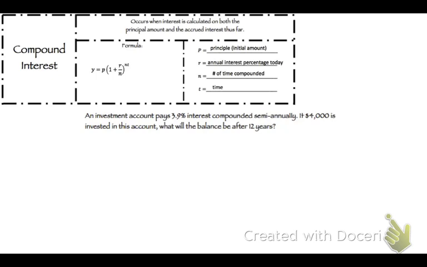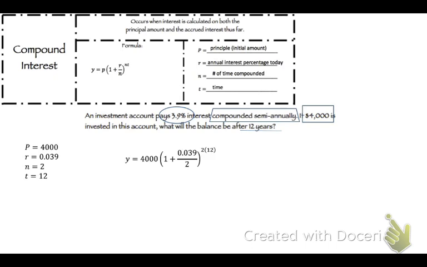So an investment account pays 3.9% interest compounded semi-annually. If $4,000 is invested into this account, what will the balance be after 12 years? So 3.9% semi-annually, $4,000 to begin with, and the balance after 12 years. So my P is 4,000, my r is 0.039, n is 2, t is 12. Plug that all in, and you get $6,358.48.